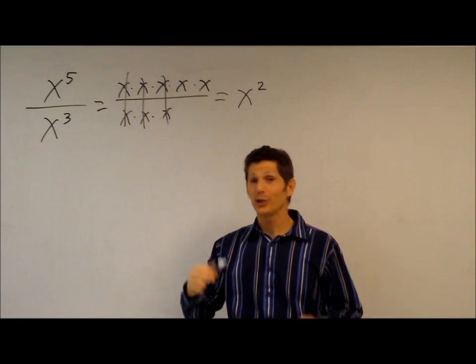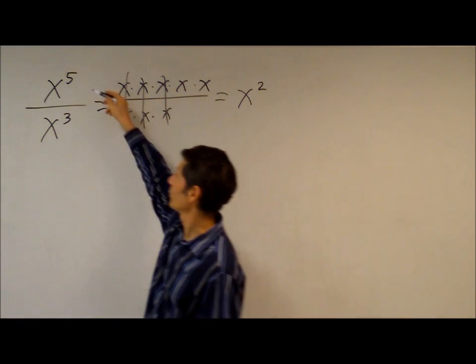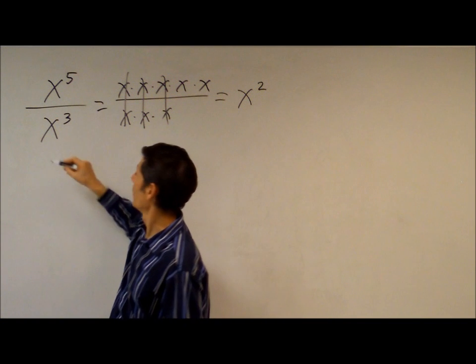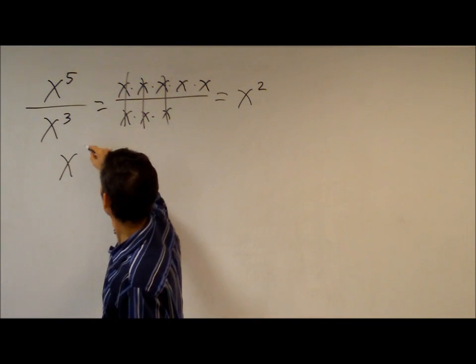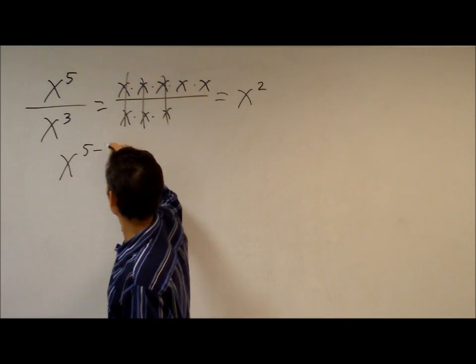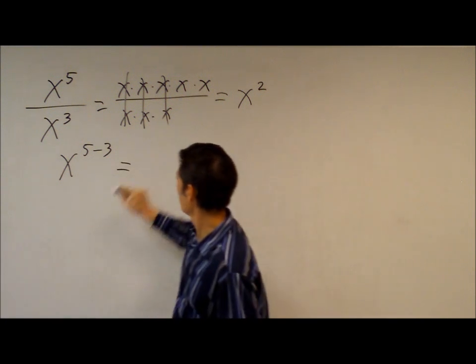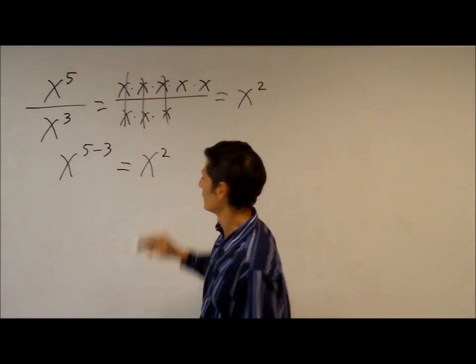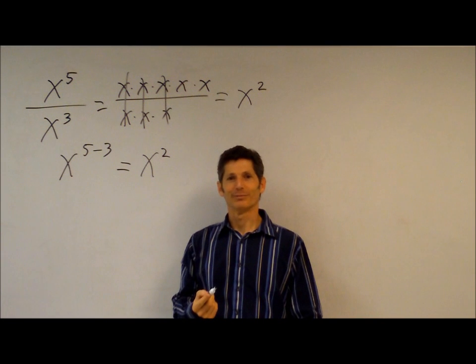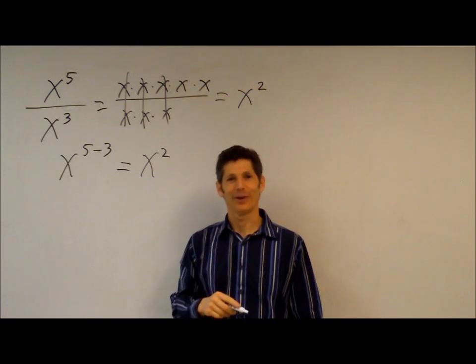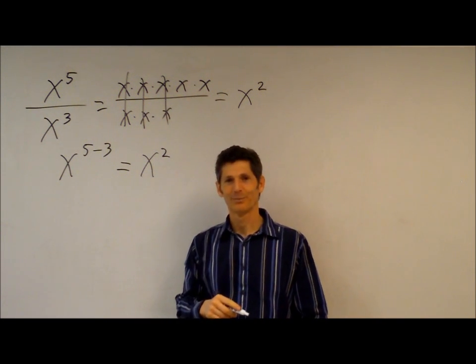Perhaps you remember a shorter way of doing this. I can, of course, just subtract the exponents. So I have x to the 5 minus 3, also known as x squared. Same answer. I love how math works that way.